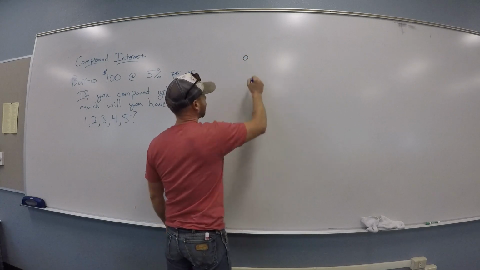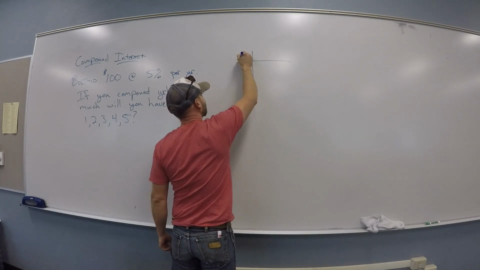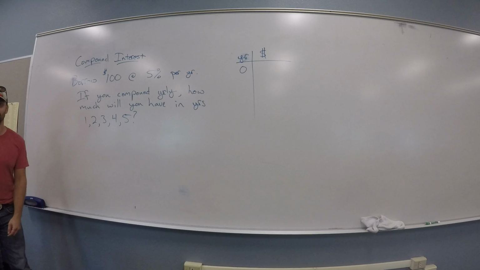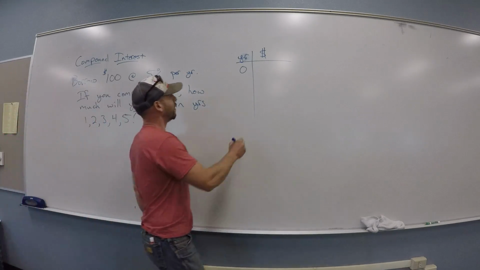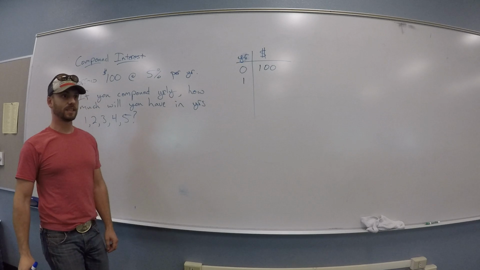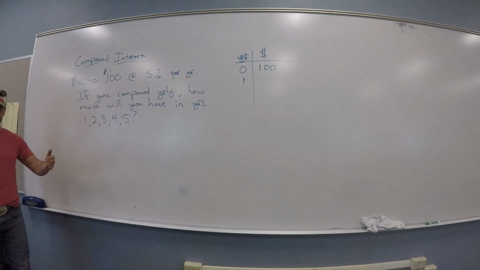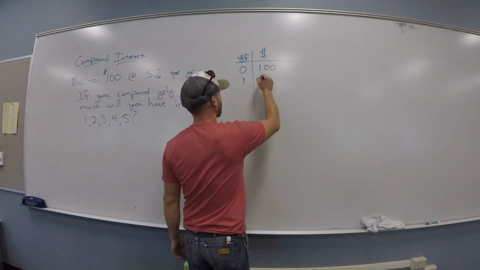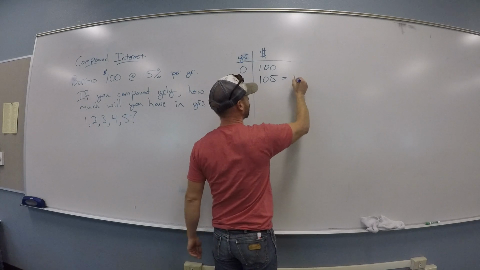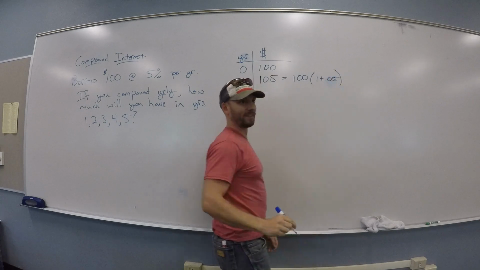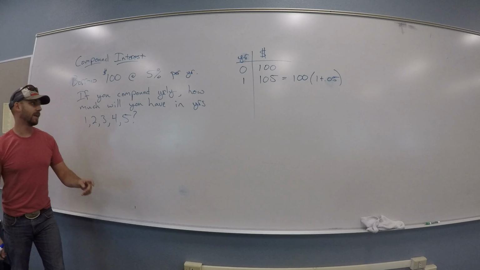So, let's see. In year 0, let's put a label: Year, dollars. So in year 0, how much money do you have? $100, right? In year 1, 365 days after this deposit was made, it gets compounded, and how much money do you have now? $105. Good. And the way I got $105 was I did simple interest of 5%, 0.05. You guys with me?